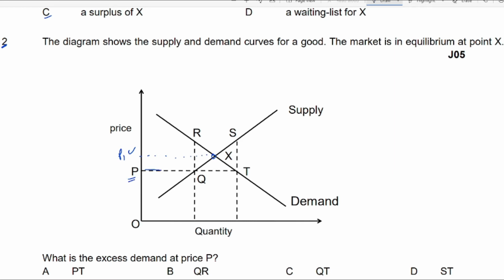You can see that at this price, suppliers will be willing to supply this much quantity, that is Q, and consumers will be demanding this much quantity equal to T. So the gap between T and Q will be the shortage or excess demand. When demand is more than supply, we call it shortage or excess demand. So QT is the excess demand.